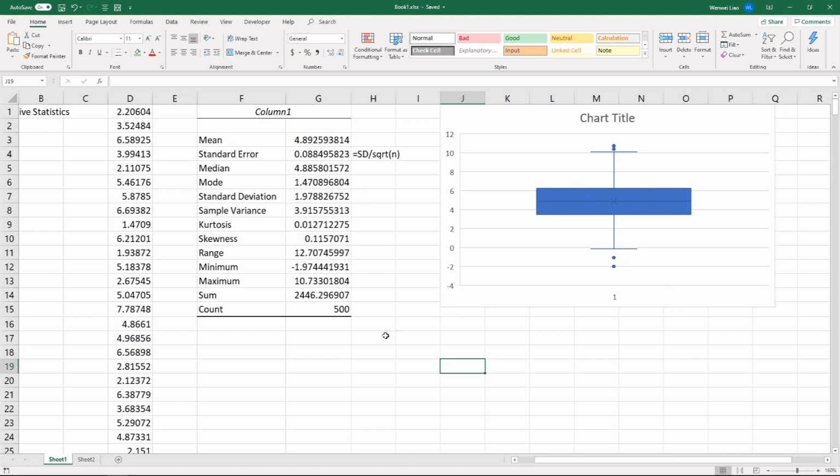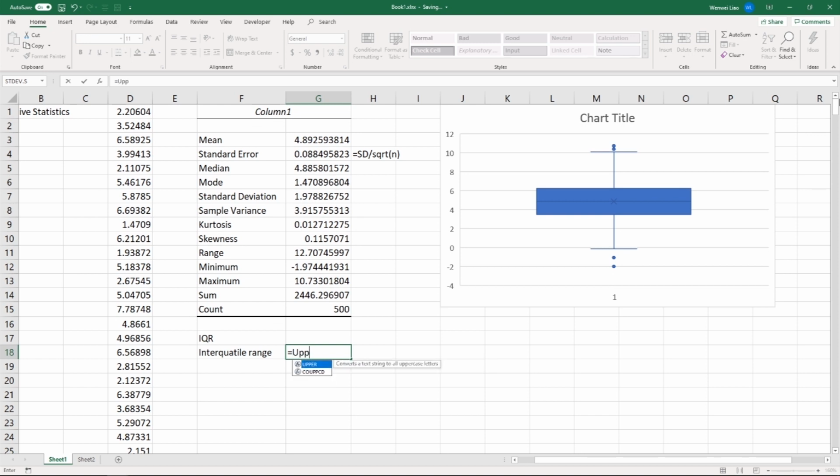In the quartile, IQR, which means interquartile range, equals upper quartile minus lower quartile.